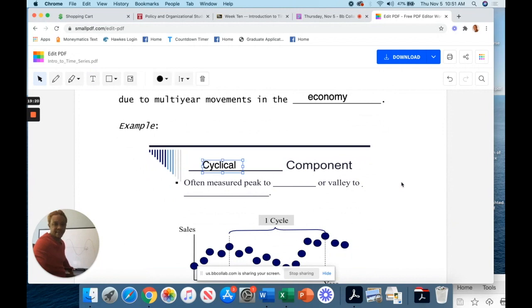This is just an example of what we could see here. Essentially, it's going to be measured peak to peak or valley to valley. That's the general explanation of it. Now, of course, when you're given actual data, you would be able to say, oh, weekly, the cyclical looks like it's repeating every week or every year. But in general, you can locate it just by finding the different peaks and the different valleys, valley to valley or peak to peak.